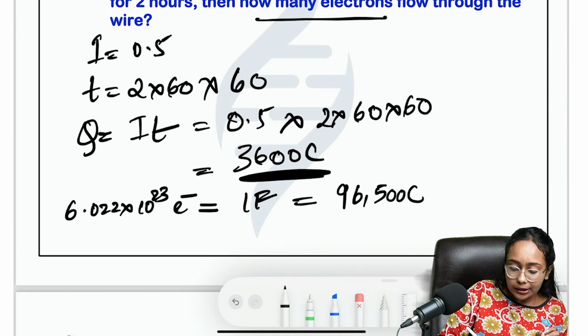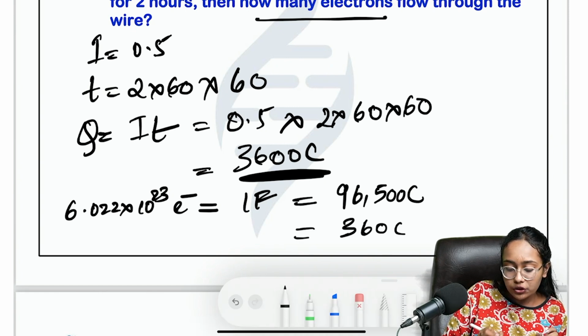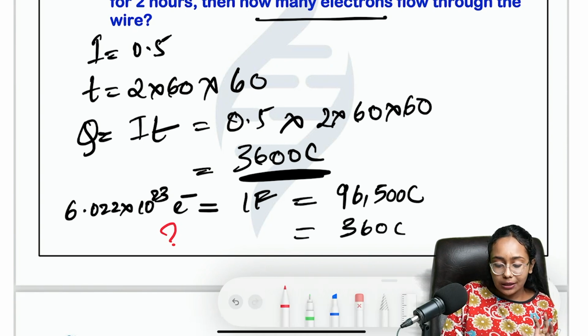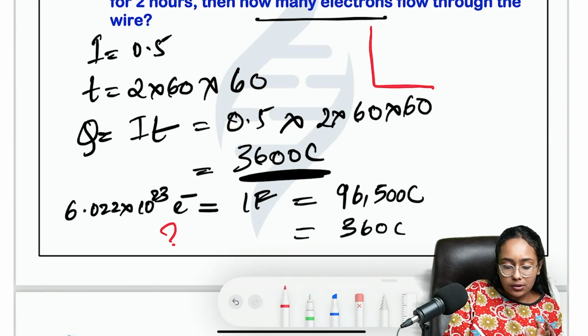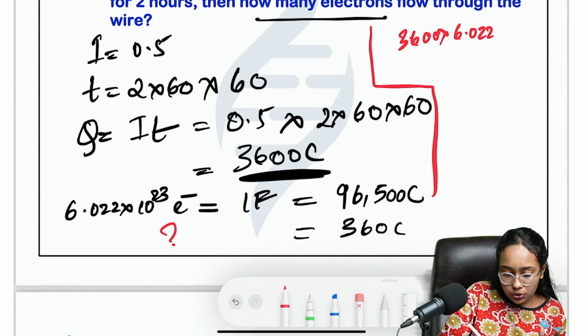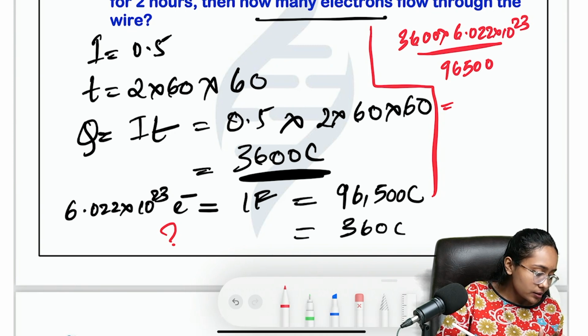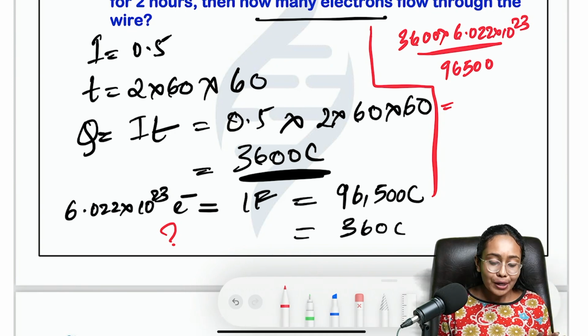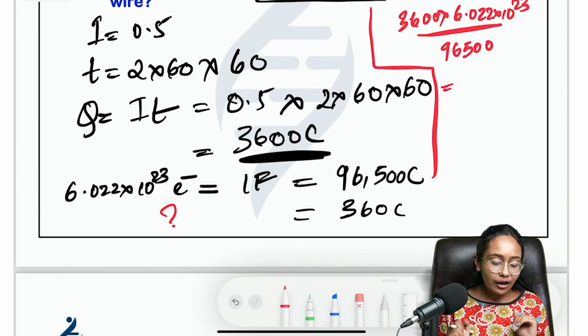But here, only 3600 coulombs of charge is there. So we are asked to find the number of electrons. Just cross multiply it. That is 3600 into 6.022 into 10 raised to 23 divided by 96500. You need to find the answer. As I have no calculator here, I haven't calculated it. So just find out the answer. This is how you have to find it.